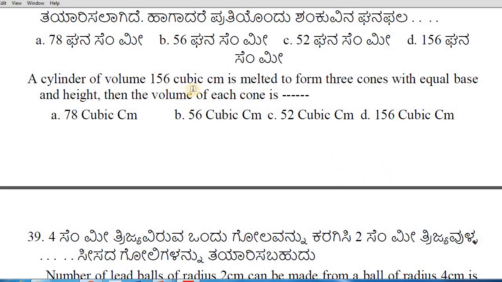So 156 is the volume of the cylinder. They are converting it into 3 cones, so the 3 cones' volume also should be 156 only. Then here they are asking the volume of each cone, so you divide 156 by 3. In that case you will get 52 cubic centimeter. So one cone is 52, another cone also 52, and the third cone also 52. So if you add 52 three times, you will get 156 cubic centimeter.